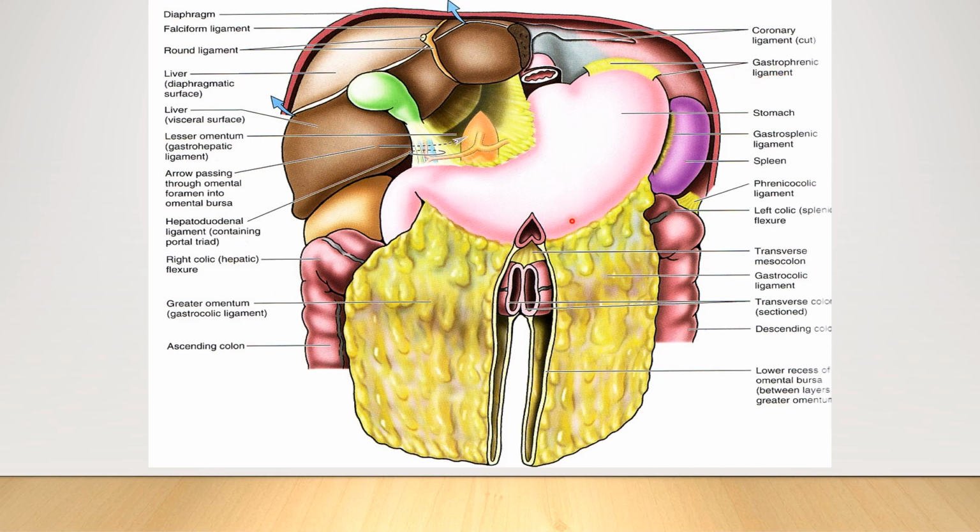Similarly, there will be a peritoneal ligament connecting the undersurface of the stomach with the pancreas, and that will be known as the Gastropancreatic ligament, that is not shown over here.